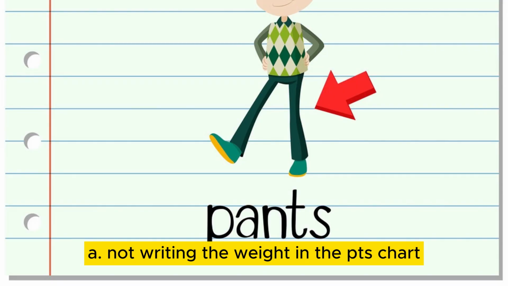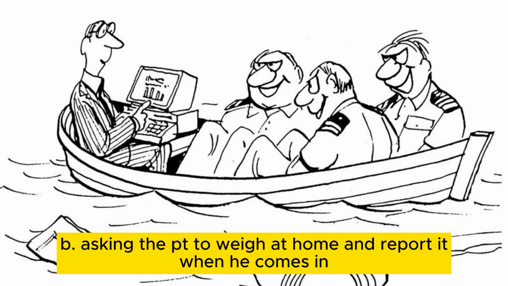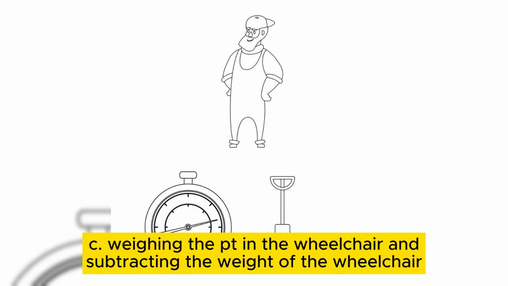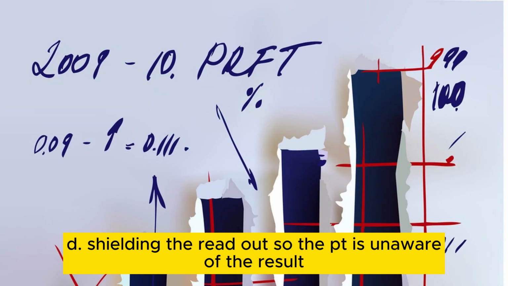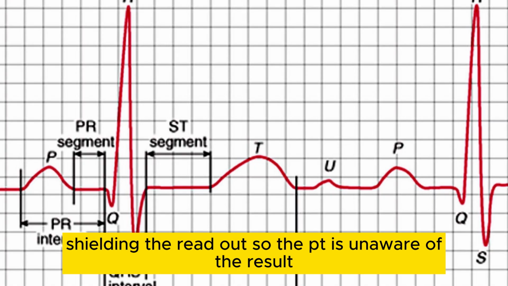A blind weight is done on a PT by A. Not writing the weight in the PT's chart. B. Asking the PT to weigh at home and report it when he comes in. C. Weighing the PT in the wheelchair and subtracting the weight of the wheelchair. D. Shielding the readout so the PT is unaware of the result. E. Shielding the readout so the PT is unaware of the result.